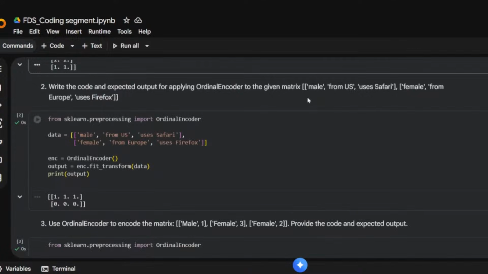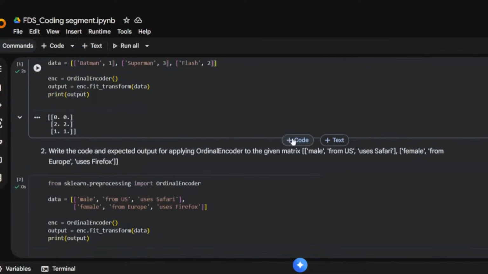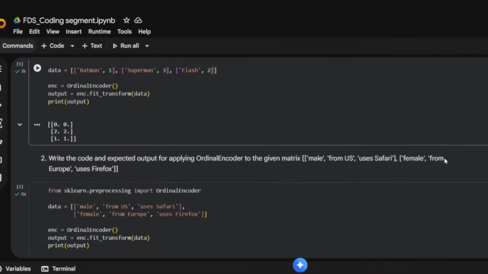Now, the second question is you have to write it for male from US uses Safari, female from Europe uses Firefox. Again, male, female will fall under one column. From US, from Europe, another column. Uses Safari, uses Firefox, another column. So we have three columns, right? First thing, we are importing our library, done. Data, we're writing it ensuring that you're putting your proper brackets where each row is specified like this, and then you're representing it like that. Then you have your encoder that is called, and you're performing fit transform and printing the output.